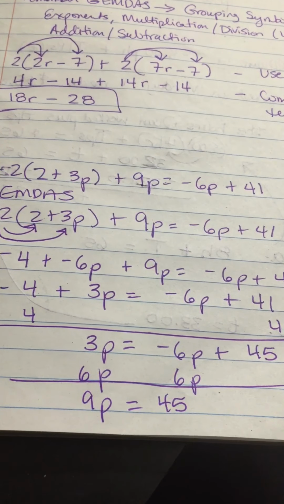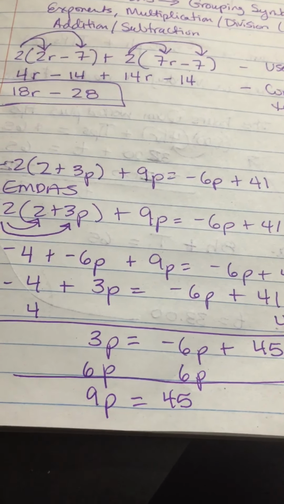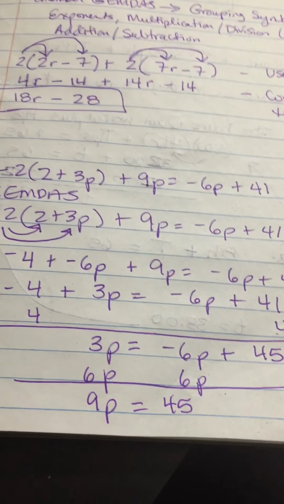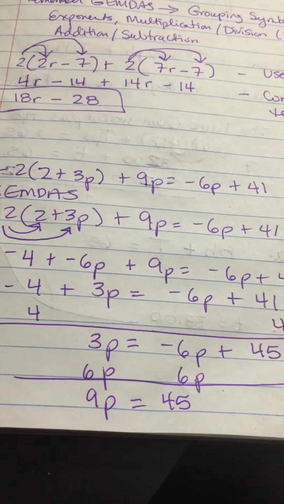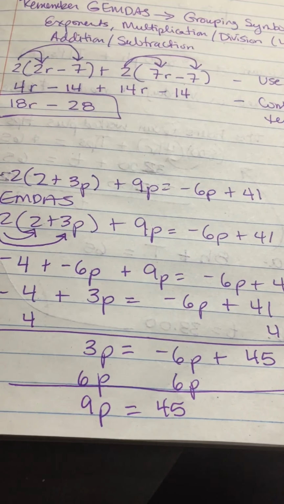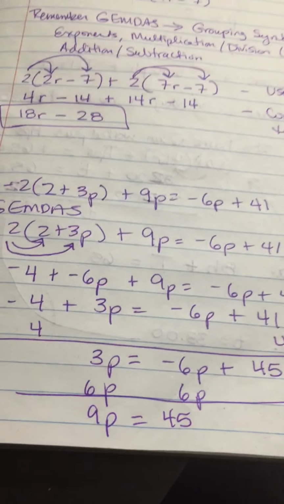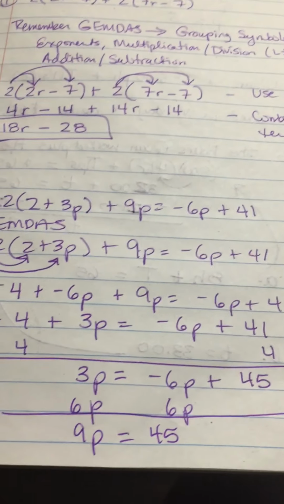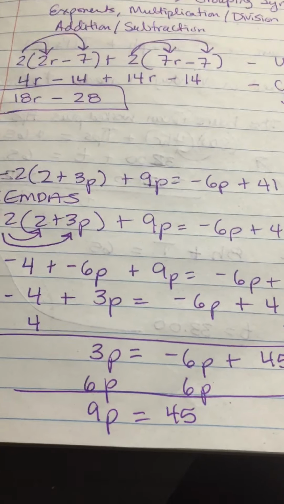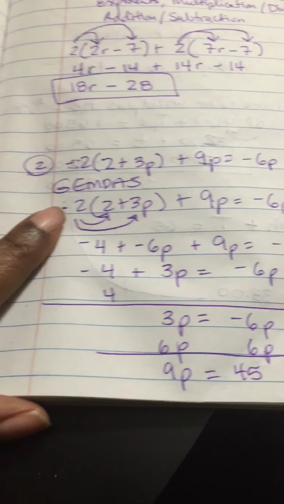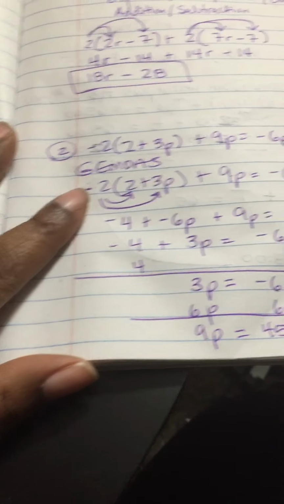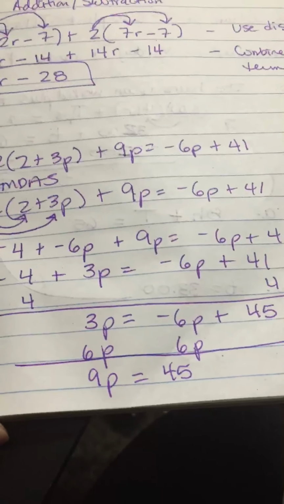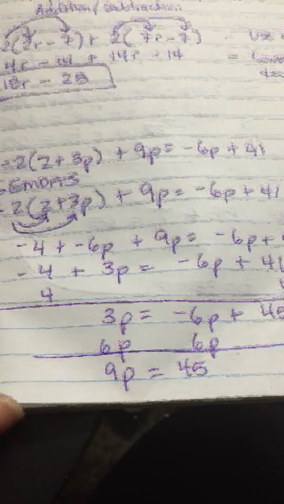So positive 6p plus 3p is going to give me a total of 9p on the left, and on the right I'm left with 45. Now looking at the result, I know that I'm not 100% finished with this problem, because I know what 9p is, but I'm not 100% sure what p is.